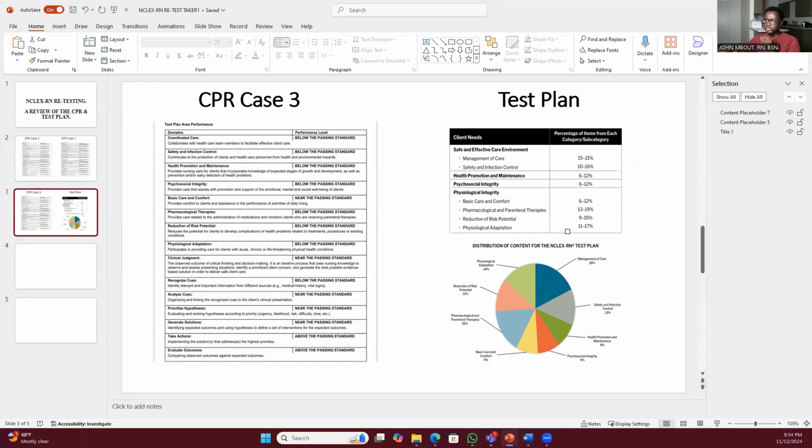Safety and infection control, 10 to 16. Health promotion and maintenance, 6 to 12. Psychosocial integrity, 6 to 12. Physiological integrity, which has basic care and comfort, 6 to 12. Pharmacological and parenteral therapies, 13 to 19, is the second after management of care. In that video, I explained to you what each of these contain. Check that video and watch it out.